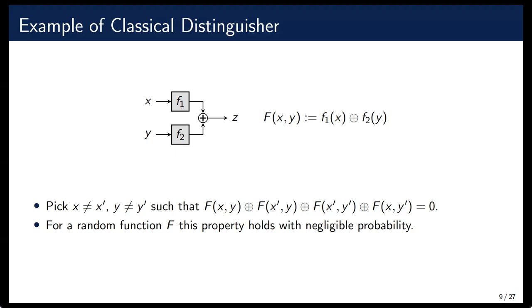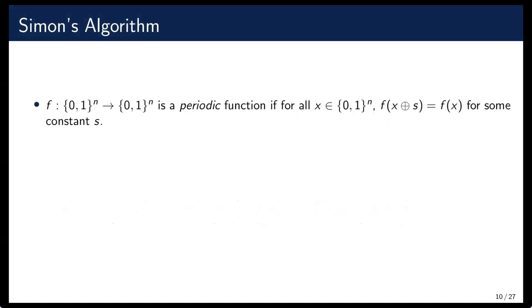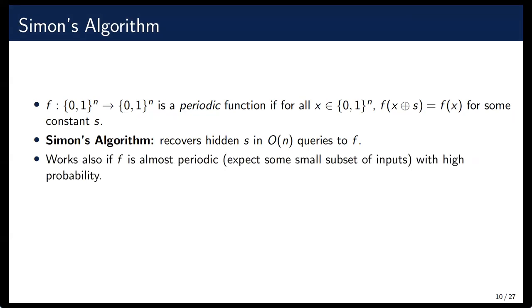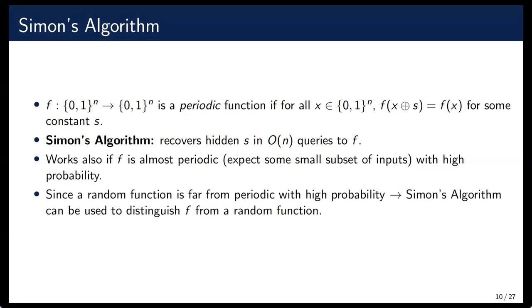So we should introduce some famous quantum algorithm. Recall that a periodic function is a function such that for all inputs x, f(x XOR s) is equal to f(x) for some constant s, the period. And Simon's algorithm basically recovers the given period s in O(n) queries to f. We know that Simon's algorithm works even when f is almost periodic, except for some small subset of inputs, with high probability. Since a random function is far from being periodic with high probability, Simon's algorithm can help us distinguish between periodic functions and random functions.